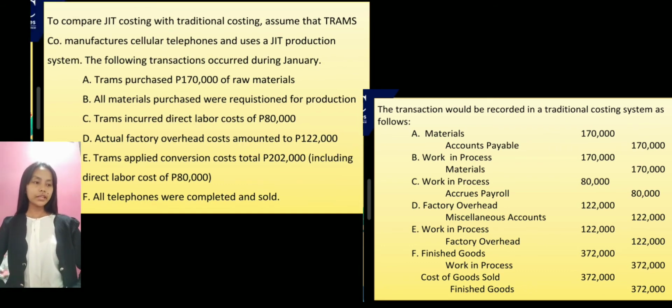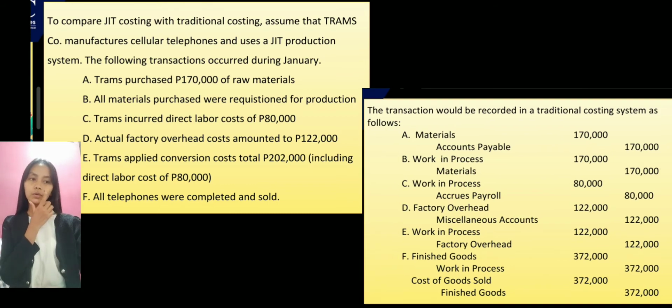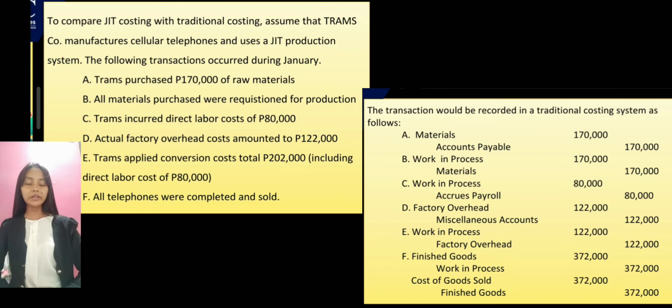Next, letter D, actual factory overhead costs amounted to 122,000. So here we are going to debit factory overhead of 122,000 and credit miscellaneous accounts of 122,000. Next transaction is letter E, Trumps applied conversion costs totaling 202,000 including direct labor costs of 80,000. So when we say conversion cost, it is the direct labor and manufacturing overhead involved in the production process.